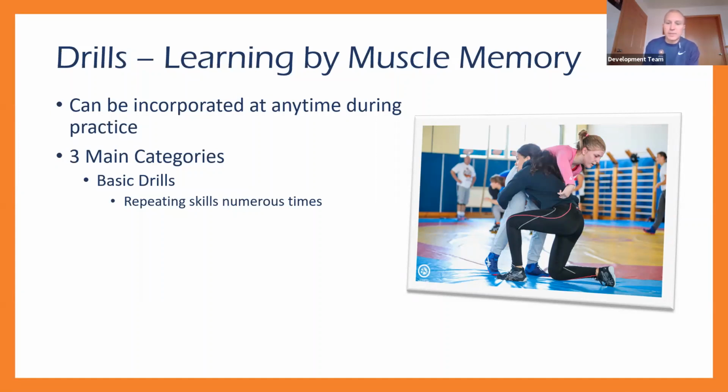Another way to implement some basic drilling is we do a lot of 3 or 4 person drilling. We call it 3-man drilling or 4-man drilling. And we just put wrestlers in groups of 3 or 4. And then one wrestler will go for a certain amount of time. And during that time, they'll perform the same action on each of the partners. So they'll go on the first partner, they'll do the technique, they'll go to the second partner, they'll do it, they'll go to the third partner, and then they repeat back to the first partner. And we typically go for a set amount of time.